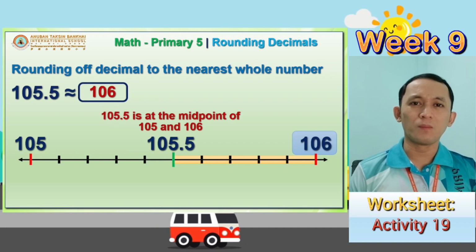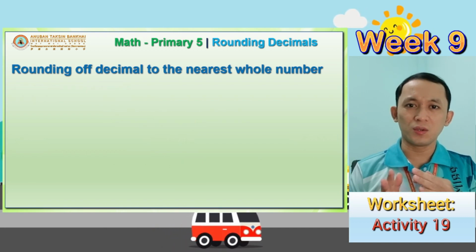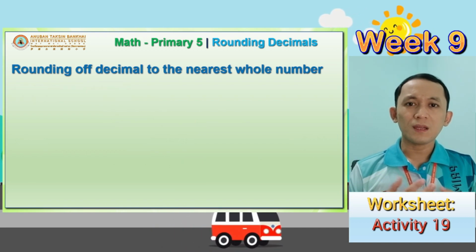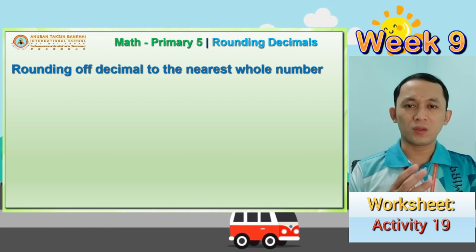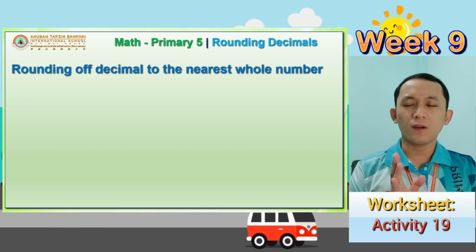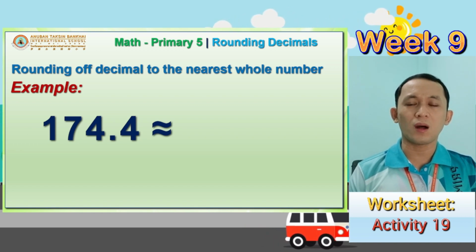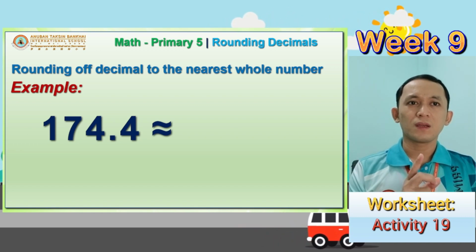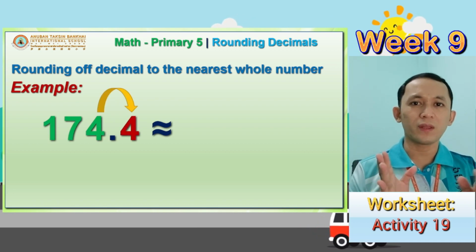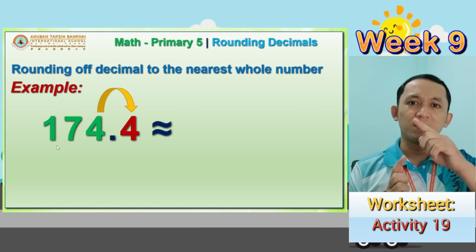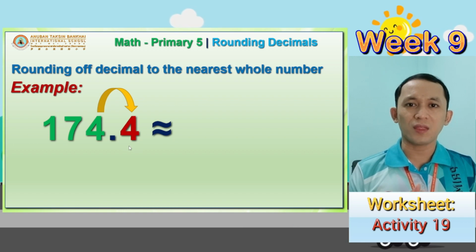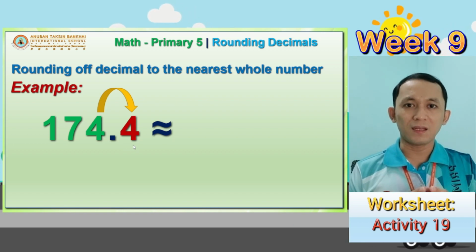Now let's have one more example, and let's use the first method that we've discussed. Again, we have 174.4 is approximately equal to blank. First, we have our whole number 174 and the digit on the right side, that is the tenths place. So our digit is 4.